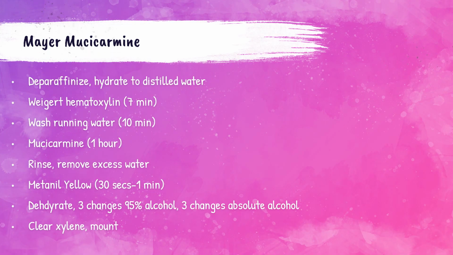The procedure for the Mayer mucicarmine stain is as follows. Deparaffinized tissue sections are hydrated to distilled water. The tissues need to be stained in working Weigert hematoxylin for 7 minutes, then washed in running water for 10 minutes. After this 10-minute period, the tissue sections need to be stained with mucicarmine for 1 hour, afterwards rinsing and then removing the excess water. Then the tissue is stained in metanil yellow for 30 seconds to 1 minute.